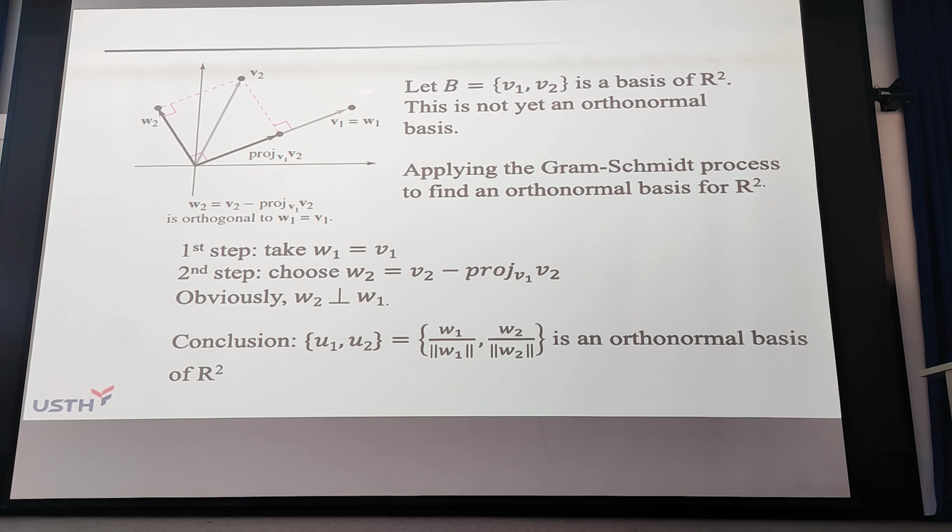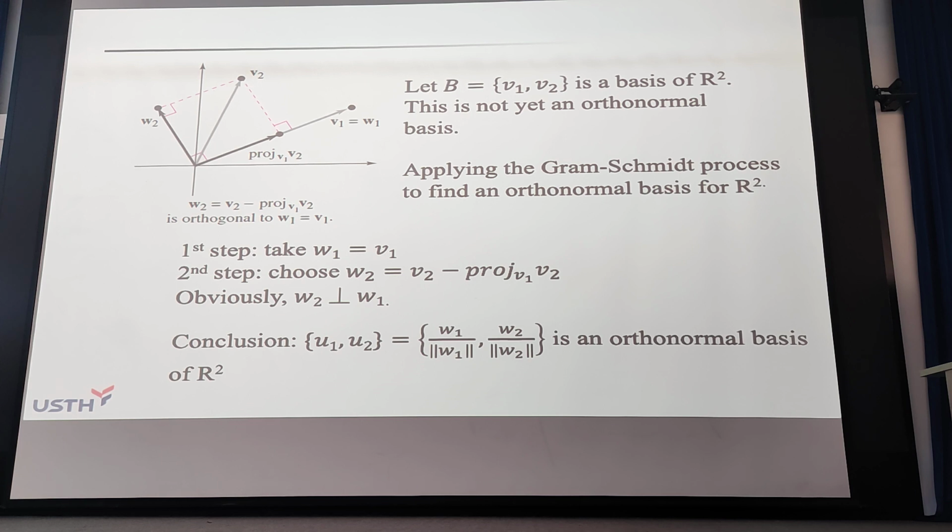V1 and V2 are the green vectors here. In the first step, we take W1 equal to V1, so W1 to be that. But now you see, what is W2? W2 is V2 minus the projection of V2 on V1. V2 is here, and the projection of V2 onto V1 to be that one. So W2 to be the vector going from here to there.